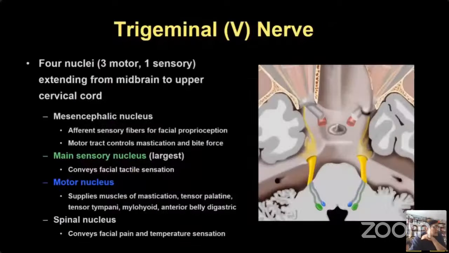So if you look at the nuclei of the fifth cranial nerve, it actually has 4 nuclei. It's a big nerve. 3 of them are motor, 1 is sensory, and it extends from the midbrain to the upper cervical cord. It's a kind of long segment nucleus, not a flat, rounded nucleus. There is the mesencephalic nucleus, the main sensory nucleus, which is huge, and then there's a motor nucleus, which is tiny compared to the sensory nucleus, because the main motor nerve of the maxillofacial structure is the 7th cranial nerve, and the main sensory nerve is the 5th cranial nerve.